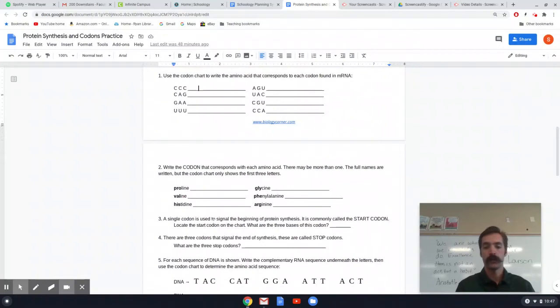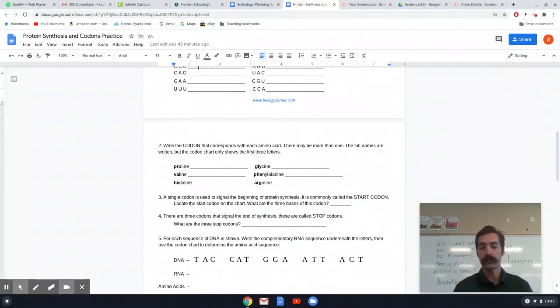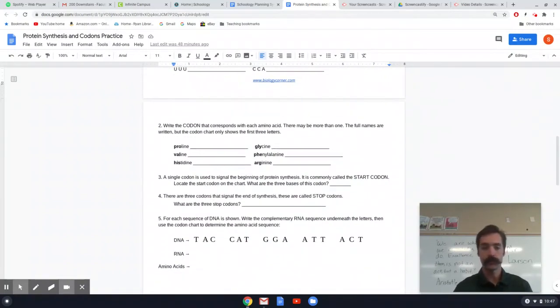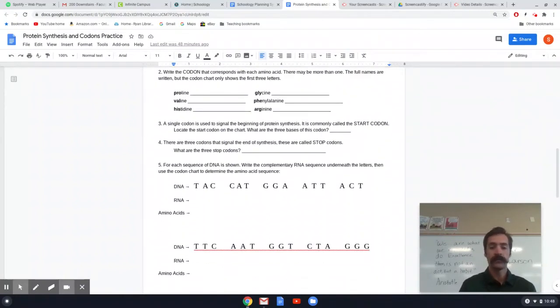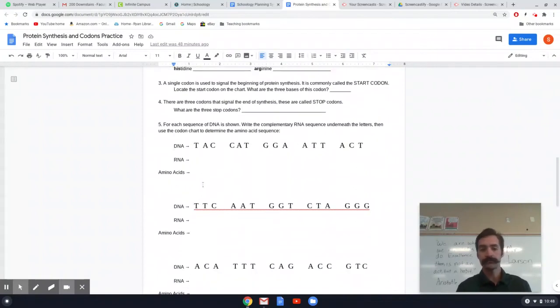So question number 3, what is the start codon? Basically asking you what the start codon is. What is the stop codon, or what are the different stop codons? And then this is where things may get a little bit more challenging.